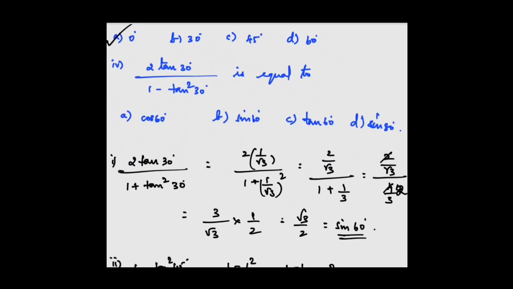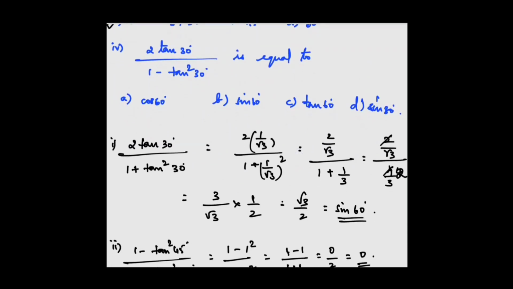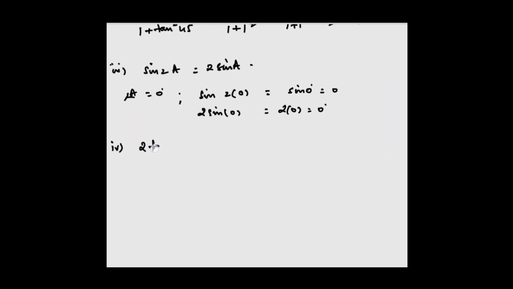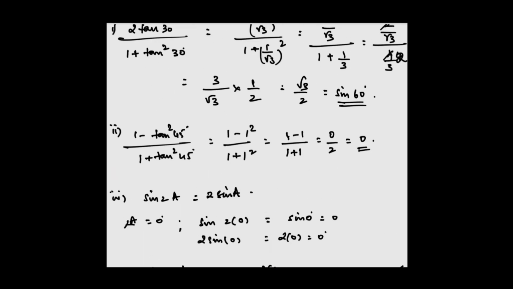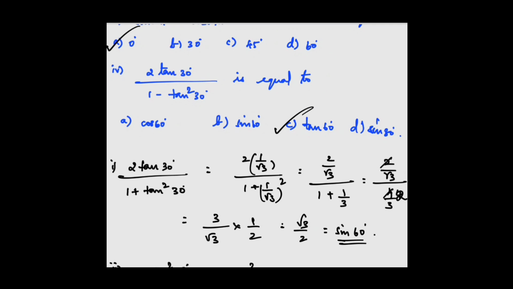Fourth question, 2 tan 30 divided by 1 minus tan square 30 is equal to 2 into 1 by root 3 divided by 1 minus 1 by root 3 the whole square, is equal to 2 by root 3 divided by 1 minus 1 by 3, is equal to 2 by root 3 divided by 2 by 3. We will get root 3, which is equal to tan 60. This is option C.